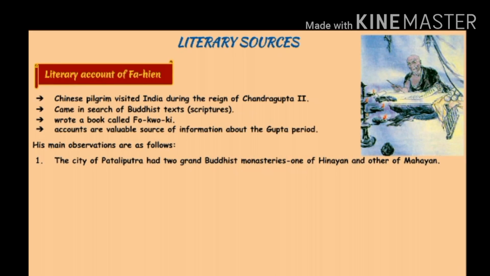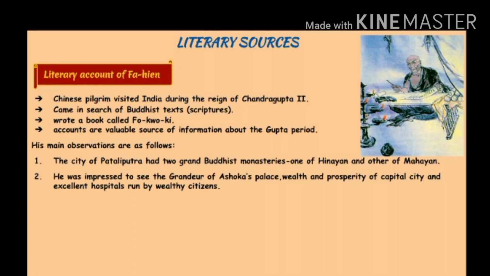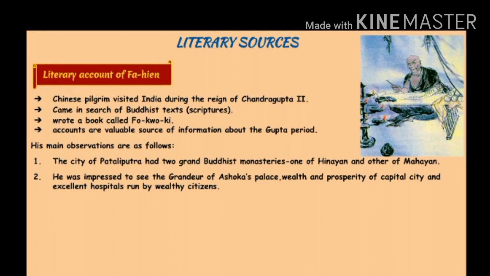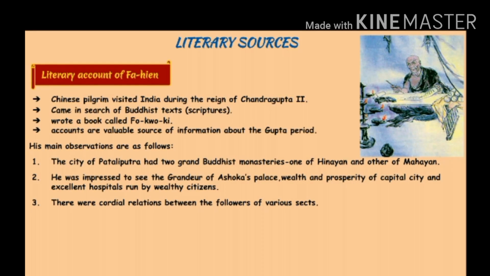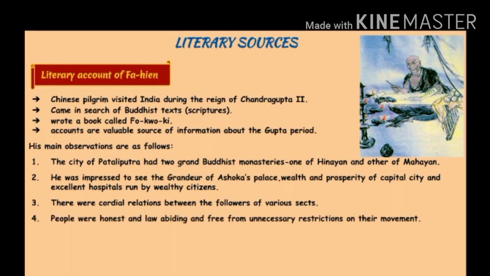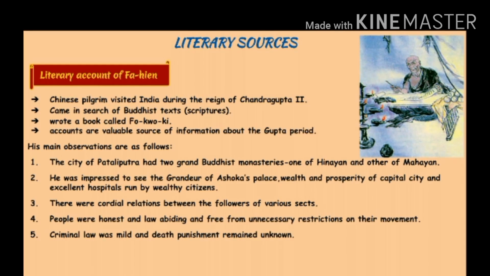He was very amazed to see the grandeur of Ashoka's palace. He was deeply impressed with the wealth and prosperity of the capital city and the excellent hospitals run by the wealthy citizens of the town. Although the king was a devotee of Vishnu, there were cordial relations between the followers of various sects. The people were honest and law-abiding, and they could go wherever they desired to go. The criminal law was mild, and the punishment of death remained unknown.